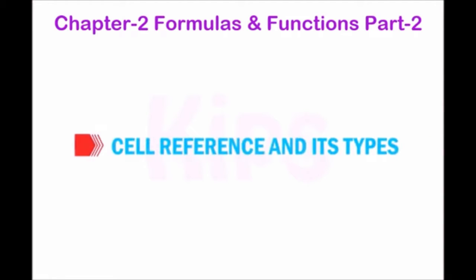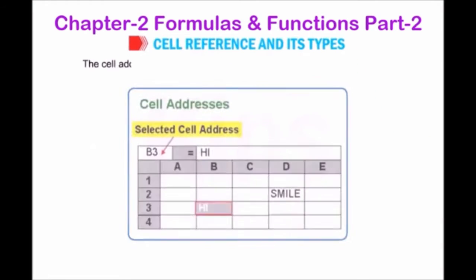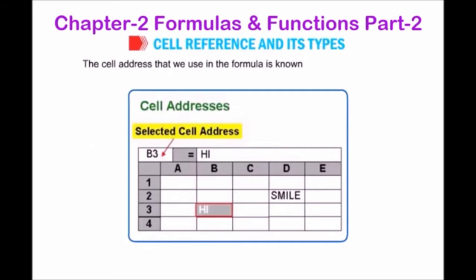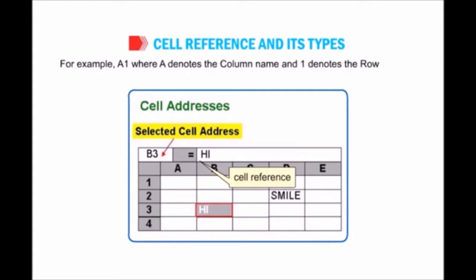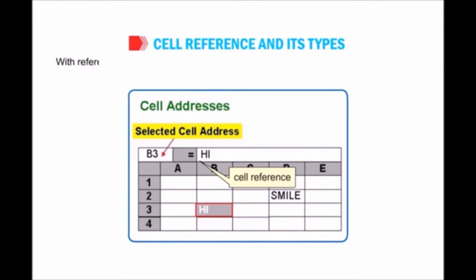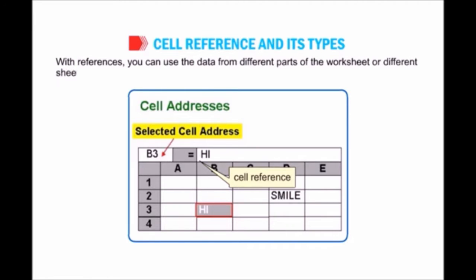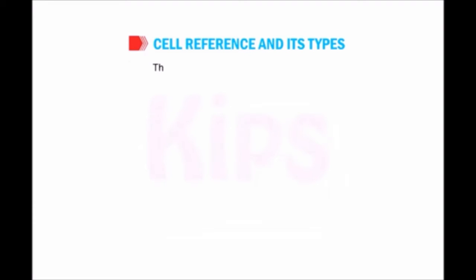Cell reference and its types. The cell address that we use in the formula is known as the cell reference. For example, A1, where A denotes the column name and 1 denotes the row number. With references, you can use the data from different parts of the worksheet or different sheets of the workbook. There are 3 types of cell references.